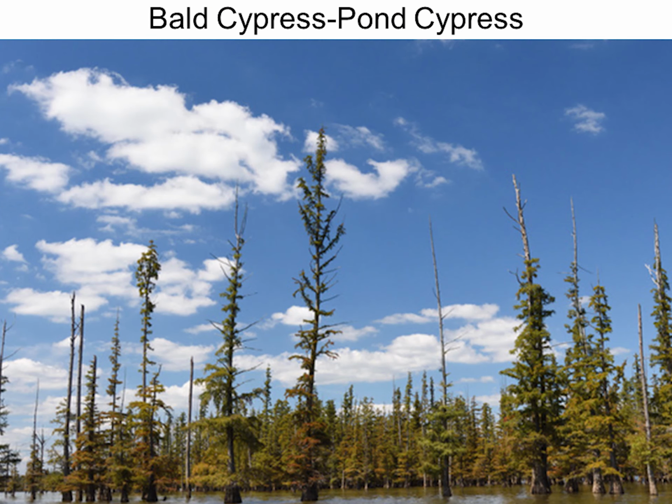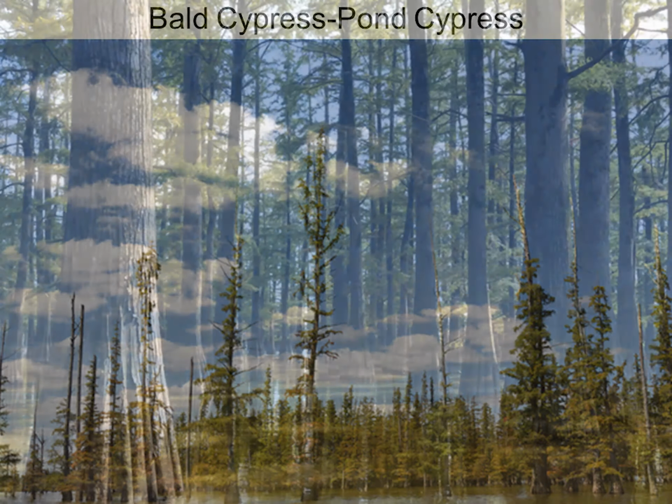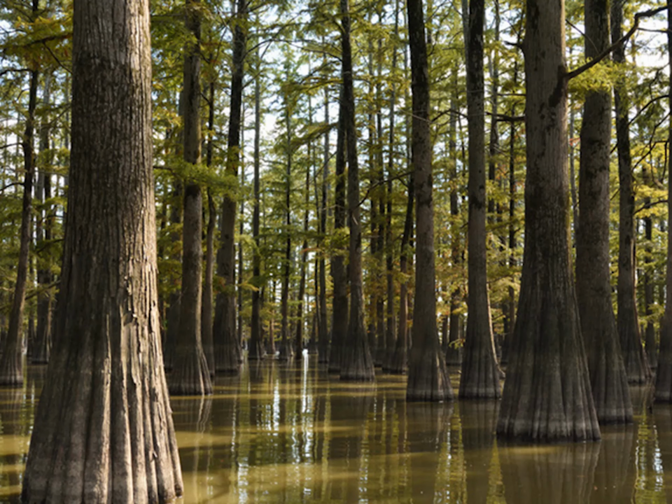Native to the southeastern United States, bald cypress and pond cypress are large deciduous conifers. The range of bald cypress extends west into Texas and north into Illinois and Indiana. Generally growing less than 100 feet above sea level, cypress prefer very wet soils and grow in ponds, lake margins, riverbanks, and swamps.